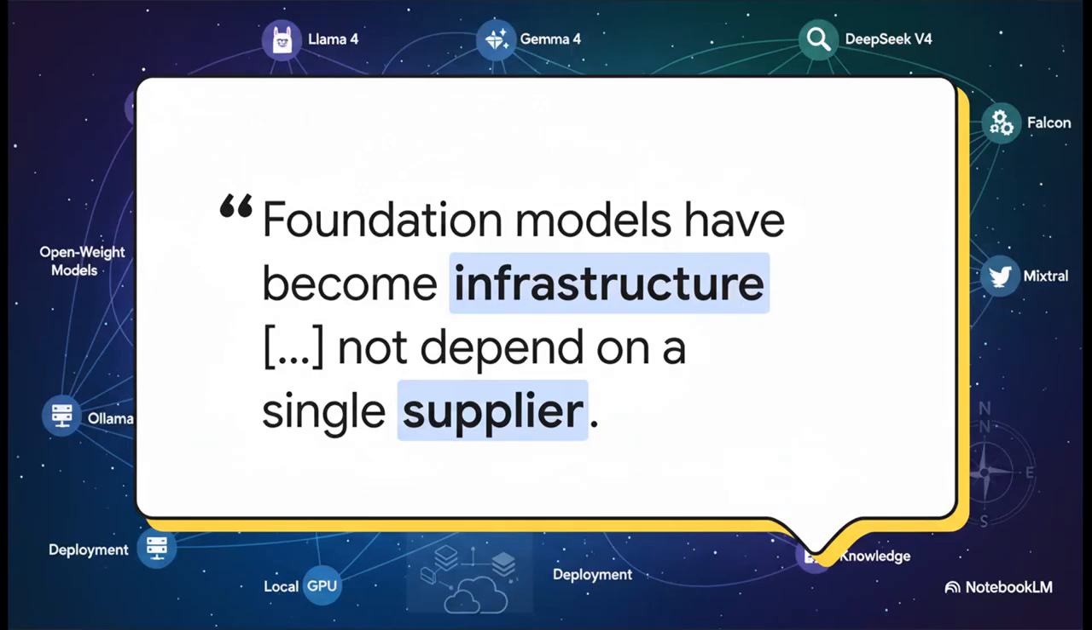Which leaves us with this really provocative thought from a recent research paper on the end of the foundation model era. Quote, "Foundation models have become infrastructure, and every sophisticated operator of infrastructure ensures it does not depend on a single supplier." The territory we've mapped out today proves that you absolutely no longer have to depend on just one supplier. You've got choices. You now have the map to find incredible open-weight models, the street smarts to avoid the traps, and the tools to run them either entirely locally or scaled up in the cloud.